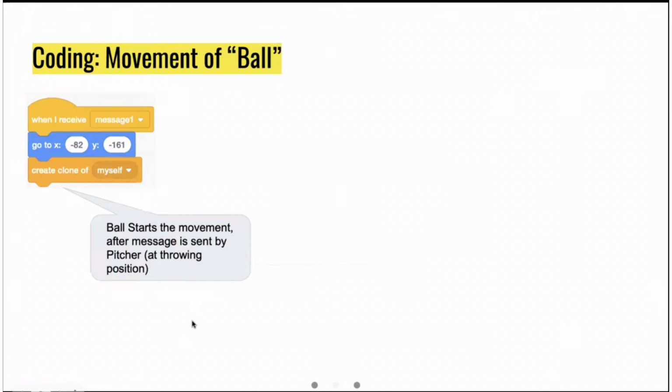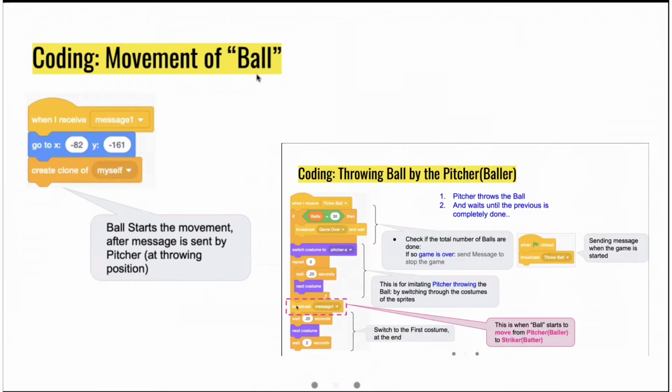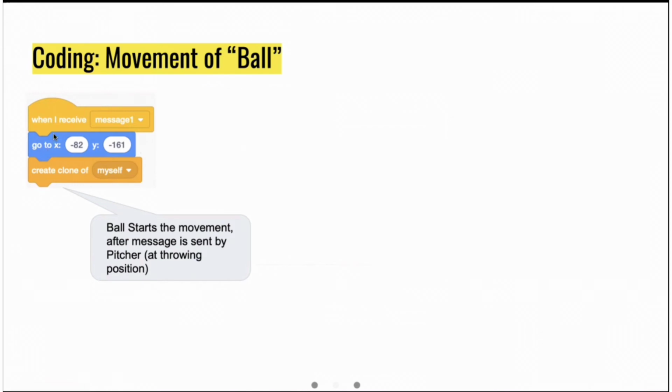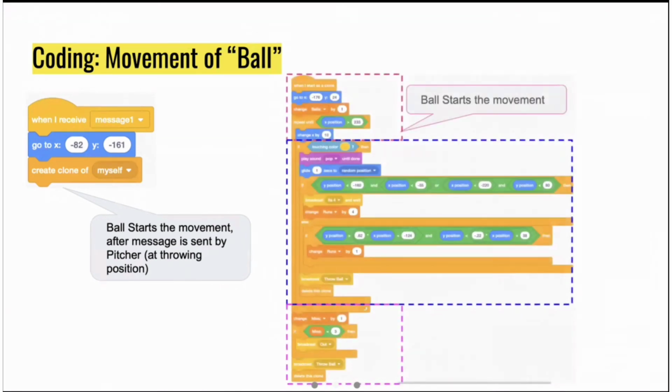Now the movement of the ball. The pitcher or the bowler throws the ball. Now you see the message which was sent from the other sprite. That message is going to be received here, and a clone of the ball would be created. The clone of the ball is created so that it can be handled independently.